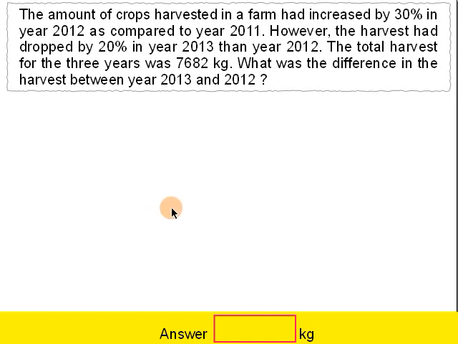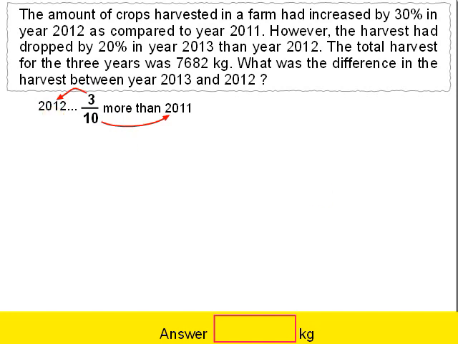Well, this question says that the amount of crops harvested in a farm had increased by 30% in year 2012 as compared to year 2011. What does it mean? It means that in 2012, 30% is expressed as 3 over 10 in fractions. In 2012, the crops harvested was 3 over 10 more than, okay, increase. So more than 2011, which means to say that denominator 10 is referring to the year 2011.